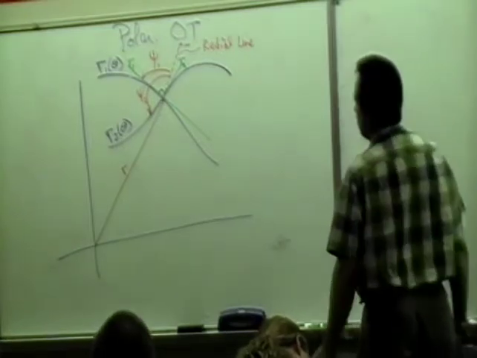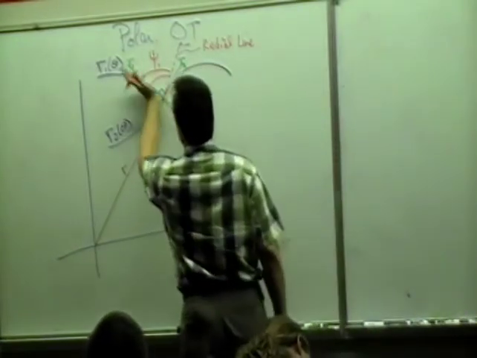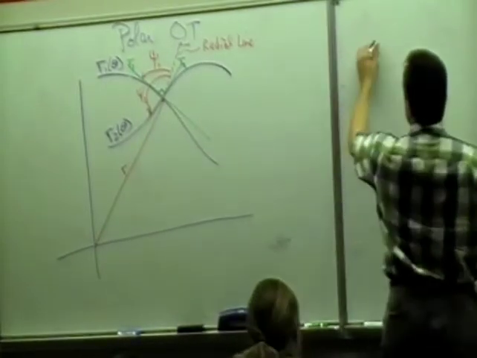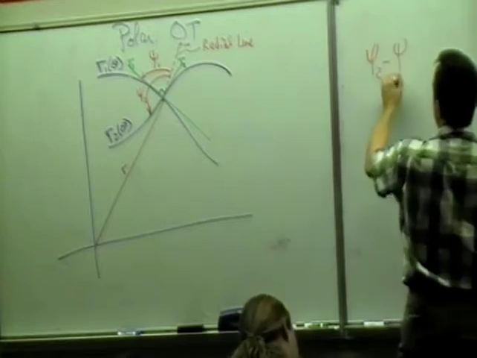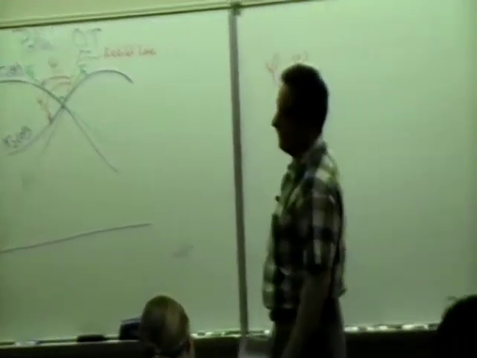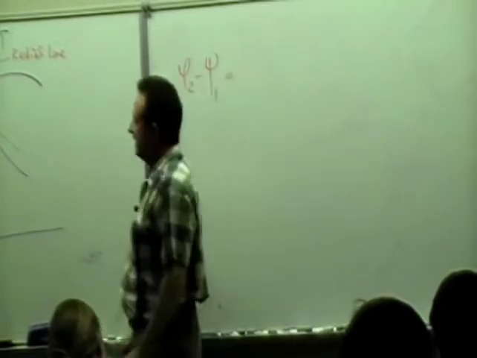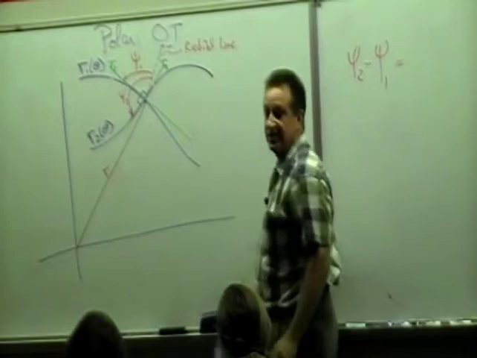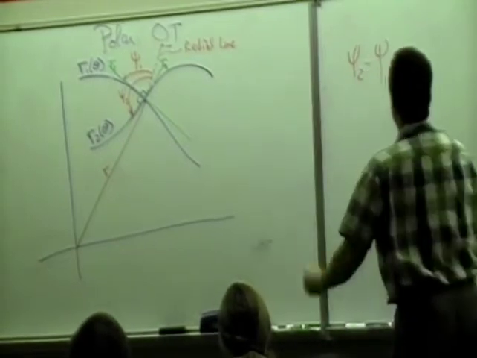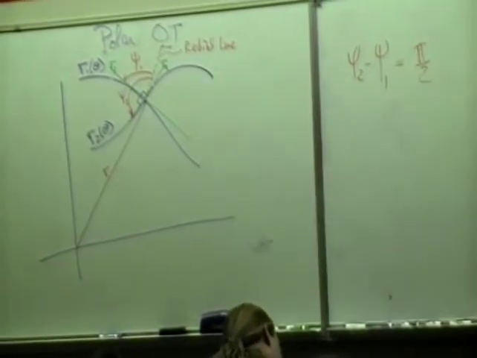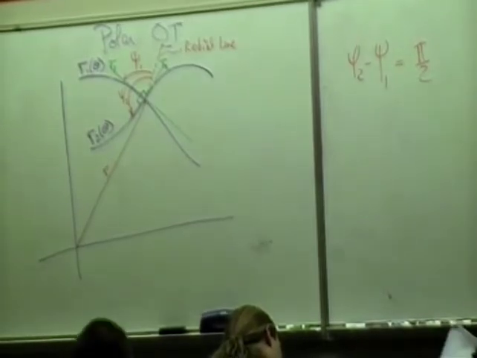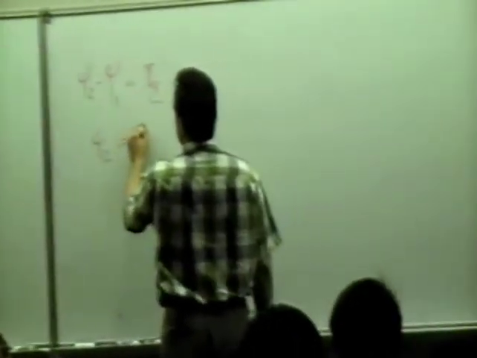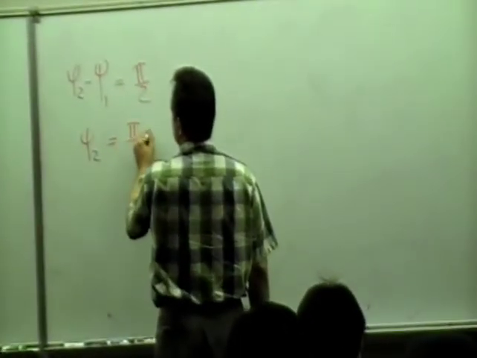All right, does everybody understand that? Now let's look at these two angles. If we're measuring from the radial line to the tangent, going in a counterclockwise fashion, I see that psi 2 minus psi 1 must equal what? 90 degrees. You all see that? This angle minus this angle has to give me that angle, which is 90 degrees. Pi halves. Because they're orthogonal trajectories of each other. So that means psi 2 equals pi halves plus psi 1.